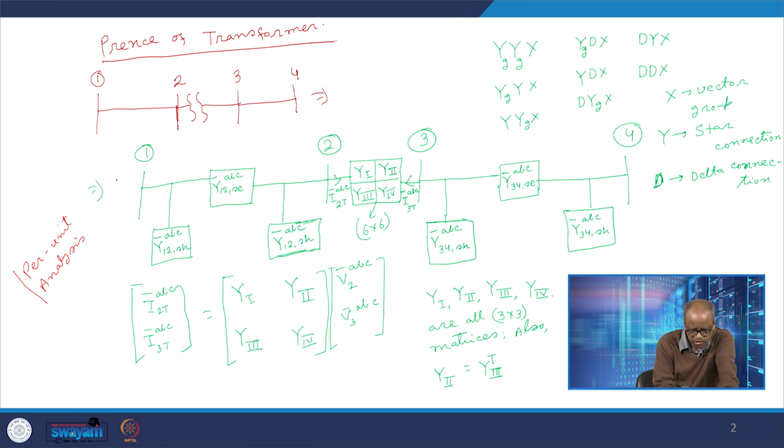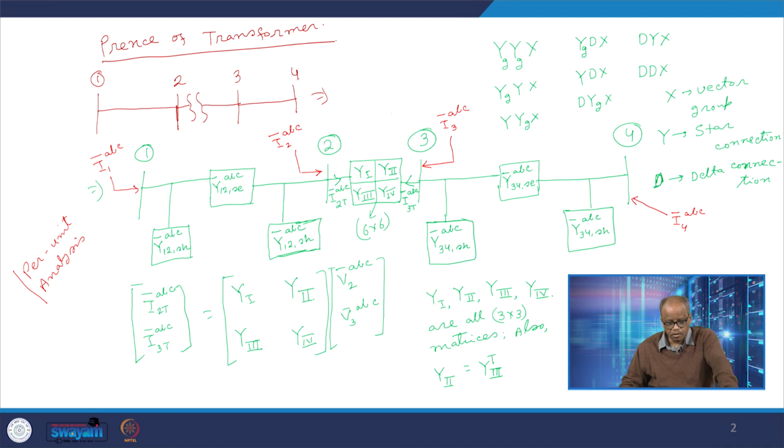So, let us say that the injected current at bus 1 is I1 ABC. These are all injected currents. Injected current at bus 2 is I2 ABC, injected current at bus 3 is I3 ABC, and injected current at bus 4 is I4 ABC. So, with this we can simply start writing down the equations.